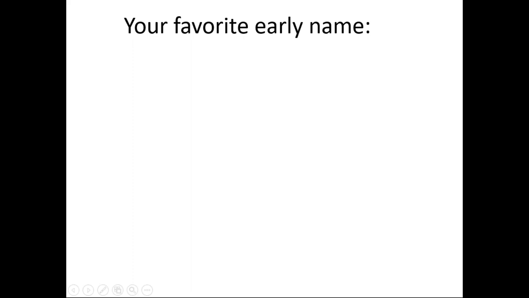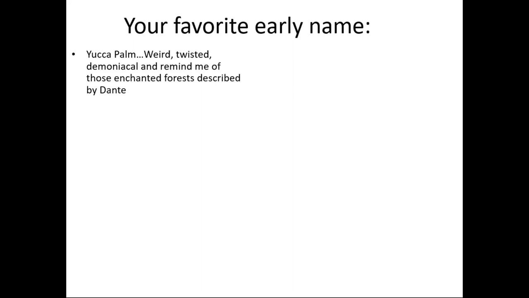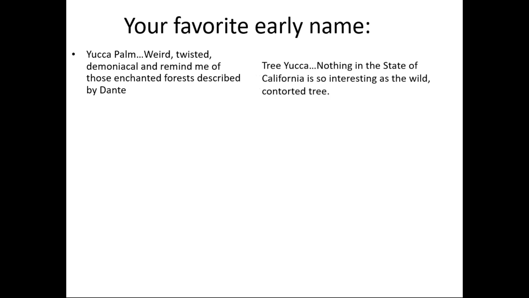So here's what I want us to do. I want everyone to figure out their own favorite name for the Joshua tree. Yucca palm. This is very Dante-esque. Oh, I just love it. You know, it's just wonderful. The tree yucca, nothing in the state of California so interesting. Take that, sequoias and redwoods. We don't need your tall trees.